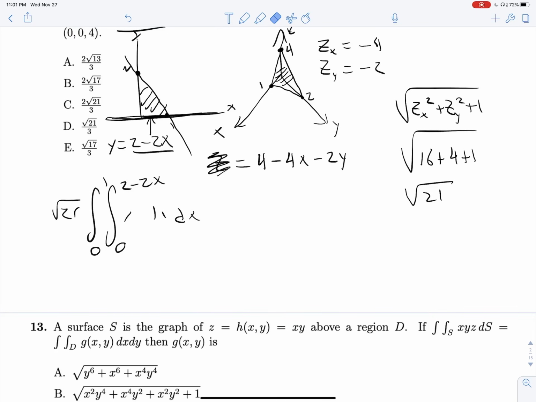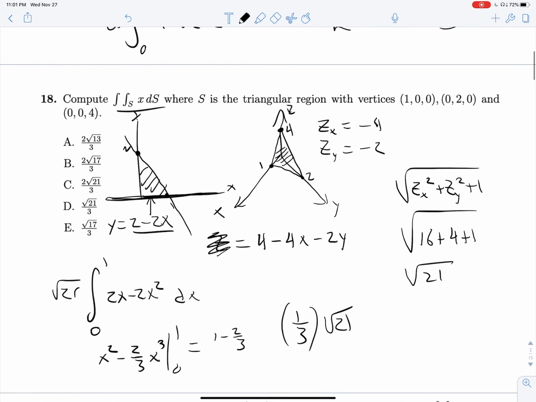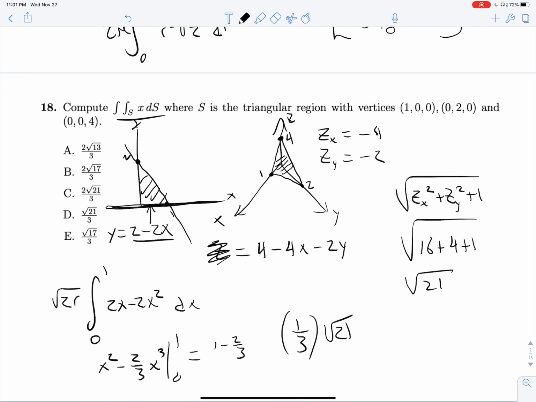So now integrating, we have no y's in here, so our first step in the end is just going to multiply 2 minus 2x in here. So we are going to get 2x minus 2x squared dx for our final integral, and that's going to be x squared minus 2/3 x cubed on 0 to 1, which is 1 minus 2/3. So overall we have 1/3 multiplied by the root 21 we had sitting out there all along, and that will give us our root 21 over 3.